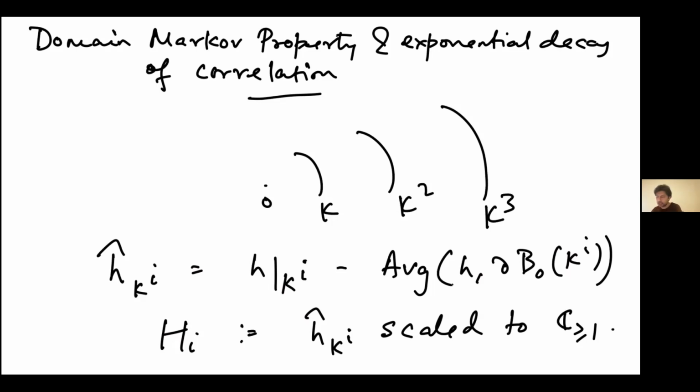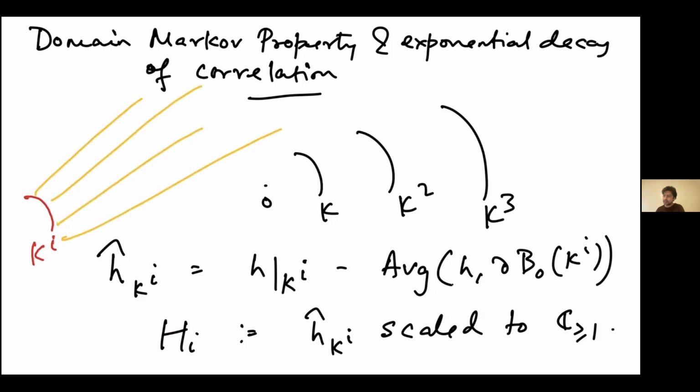Okay, so again, this is a technical slide. I don't want to spend too much time on this, but you do this exponential decomposition of your space. For any i, let's say this is k^i, you look at this field from k^i to infinity. Now you center it so that the average on the boundary of this region becomes 0. That's something that we denote as h-hat_{k^i}.